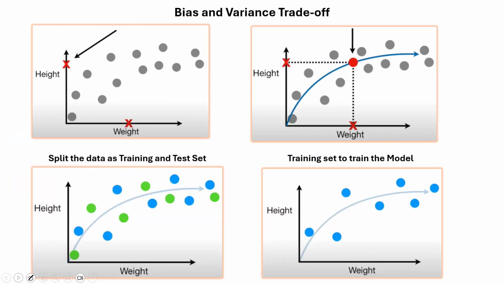Now let's understand this important concept, which is very important to understand: whether the machine learning algorithm is doing good or not. This is called the bias and variance trade-off. The first thing is you have to understand what is bias, and you also have to understand what is variance. Do you know what is variance?